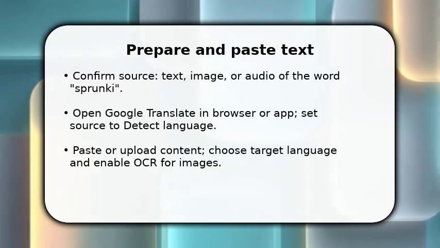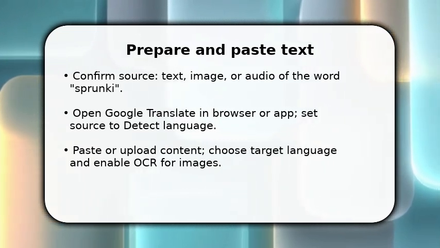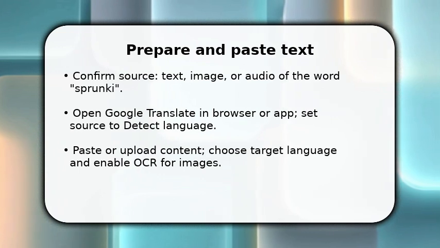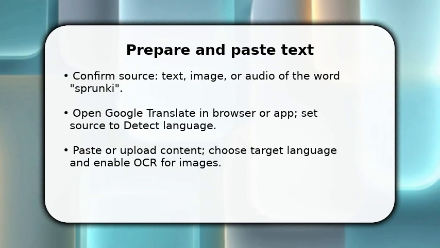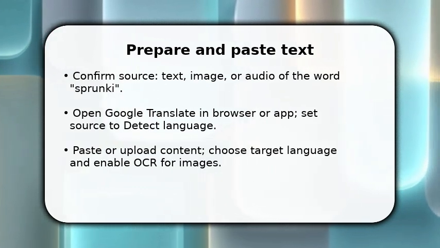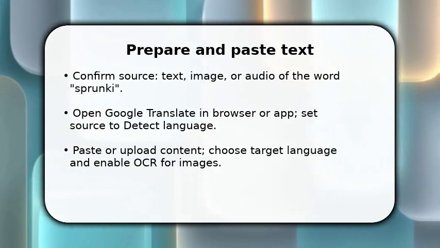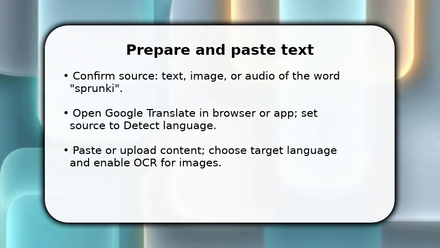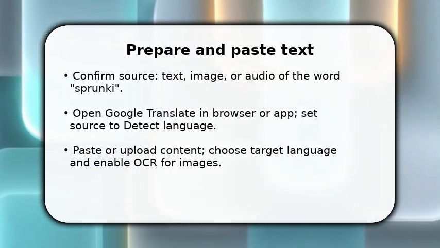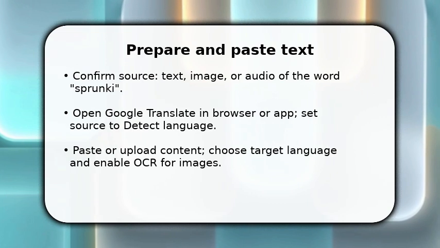You begin by preparing the input. Identify whether Sprunki is typed, spoken, or in an image because the method changes. Open Google Translate in a browser or the mobile app and set source to detect language so you don't force errors. Paste the text or use the camera upload for images, making sure OCR is enabled. If it's audio, use voice input. Once done, select the target language and watch the immediate translation area for the first result to appear.